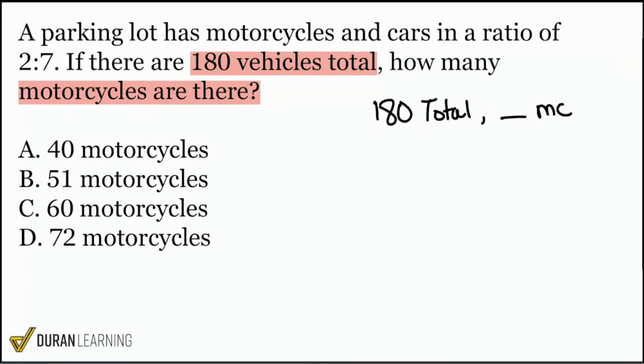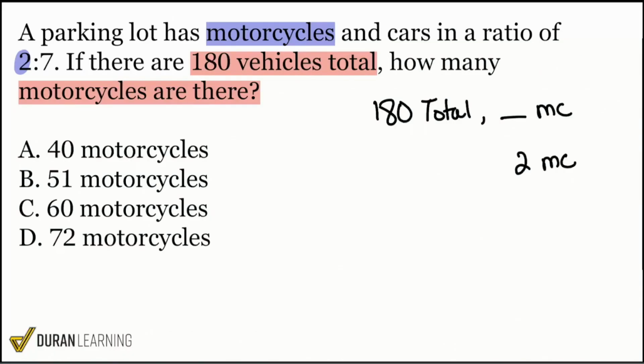And then if you take a look at the first sentence, this is where everyone gets confused if you got it wrong. A parking lot has motorcycles and cars in a ratio of 2 to 7. When I see that ratio of 2 to 7, the first question is going to be pretty easy. Everybody, what does that 2 represent? Yeah, that 2 represents motorcycles.